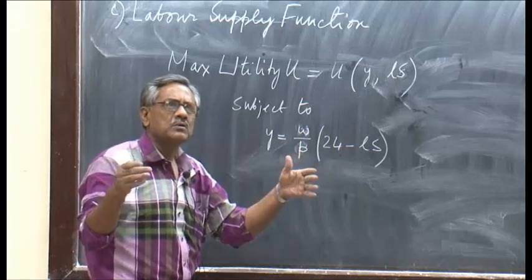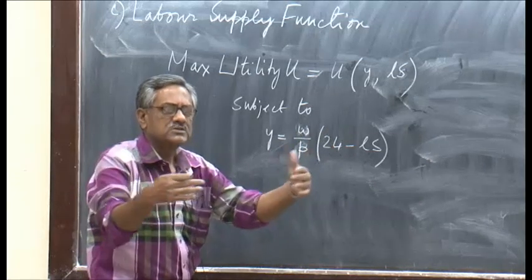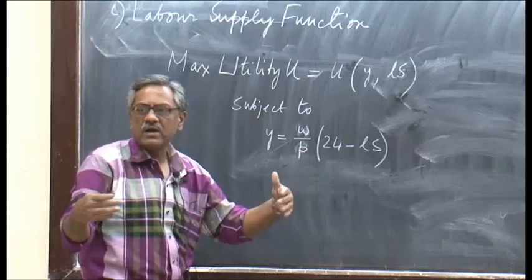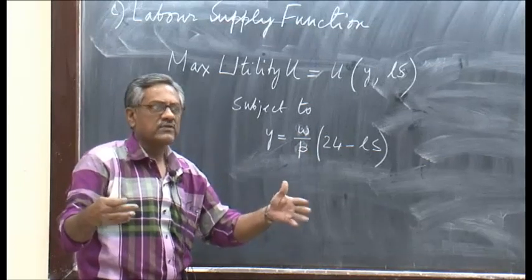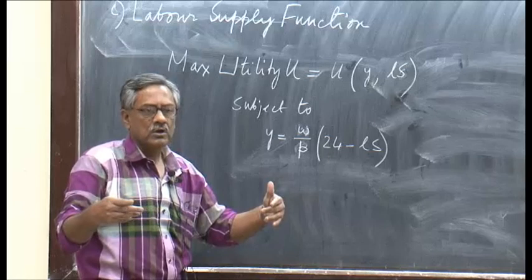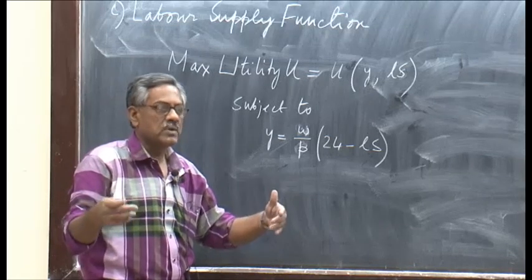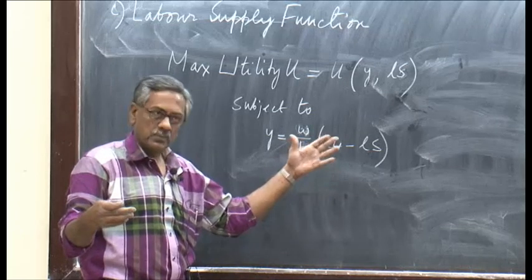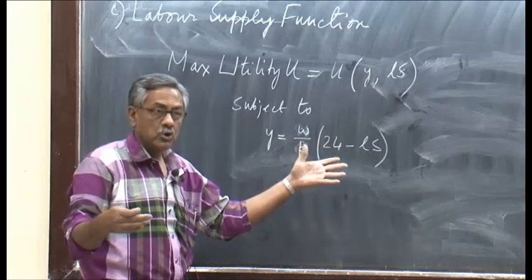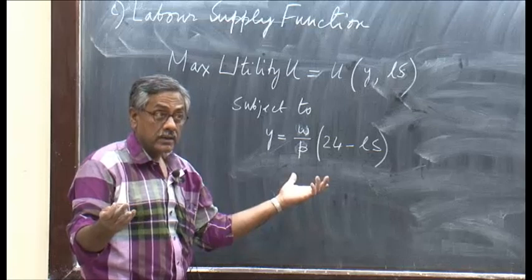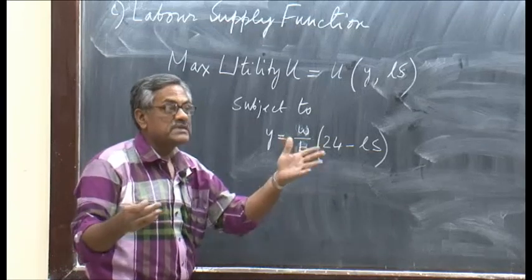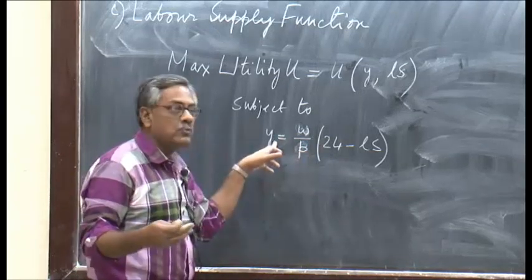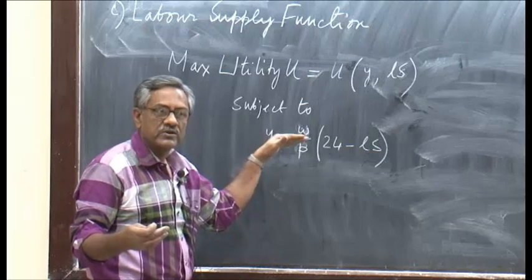Leisure also encompasses all sorts of other activities. Having a bath is also part of leisure. Having food is also part of leisure. Beating up somebody may also be part of leisure. Running, jogging, part of leisure. Whatever. When you're not working, you're not earning. And you are earning W over P, say, per hour. So total income will be Y. So this is the constraint.